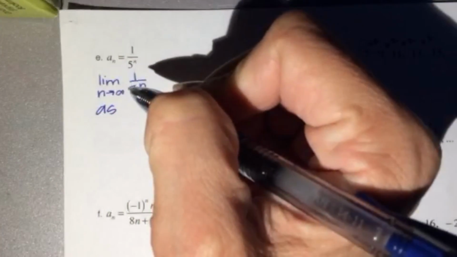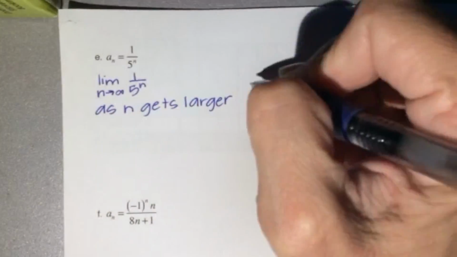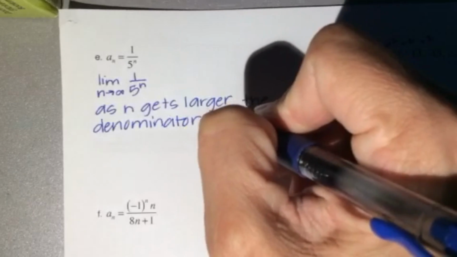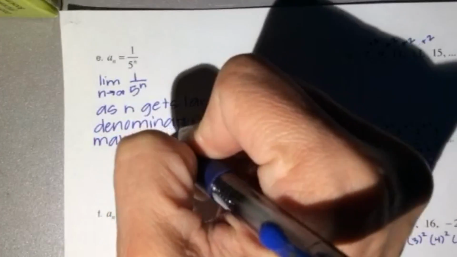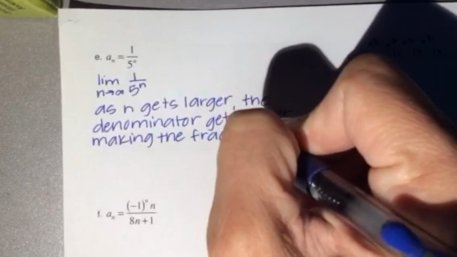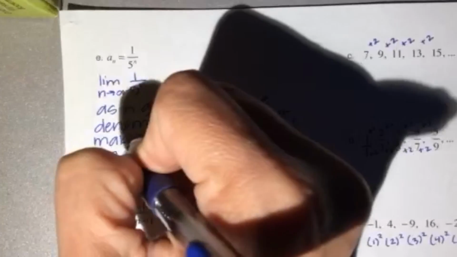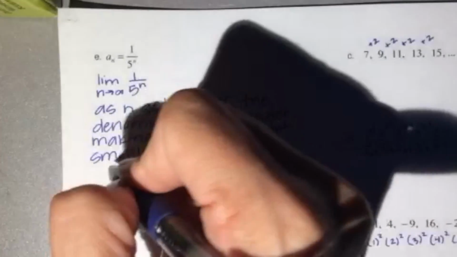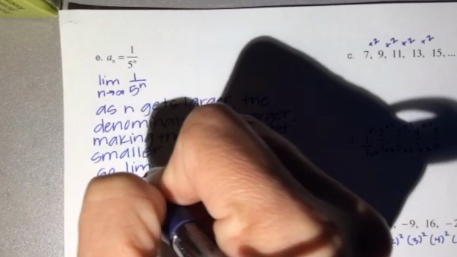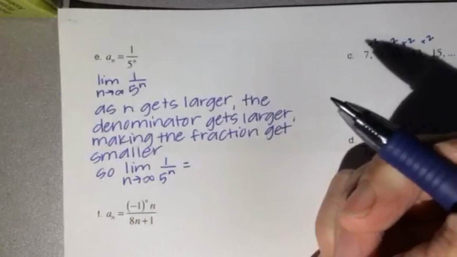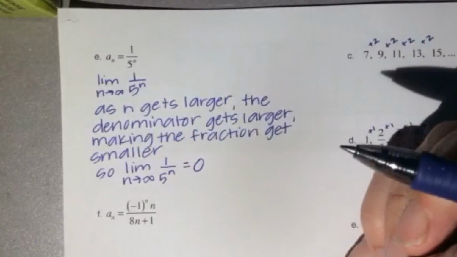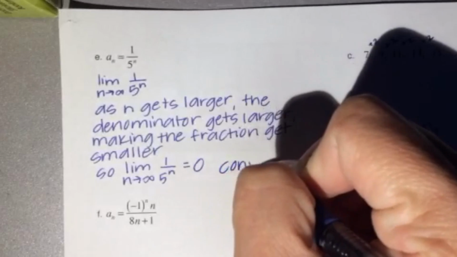So we're going to write, just as notes for ourselves, as n gets larger, the denominator gets larger, making the fraction get smaller. With all that said, we can say that the limit as n approaches infinity of 1 over 5 to the n is going to get closer and closer to 0, so it's going to converge to 0. Since the limit exists, this sequence converges.